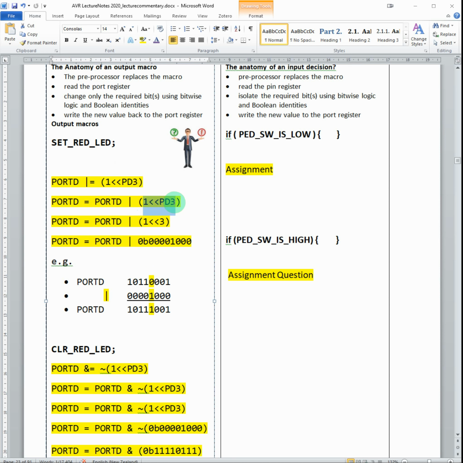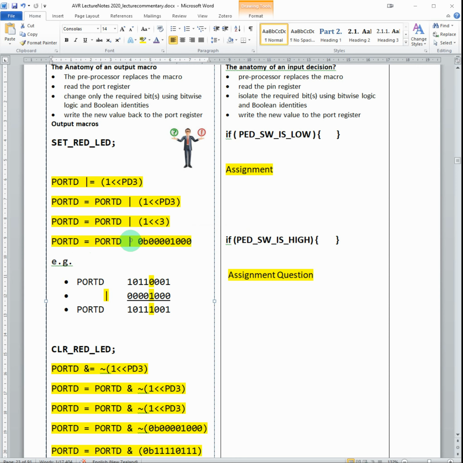What does this mean? Well, actually, PD3 is just a macro itself for the number 3. I could have just used 3 there, but PD3 is quite clear to me that I want port D pin 3. Now, what does 1 shift left 3 mean? Well, it means if you've got a 1 in this position, which is what you've got initially with 1, then you move it 3 places, 1, 2, 3, and this becomes the number. So now we're going to OR port D with its existing value and this number here.